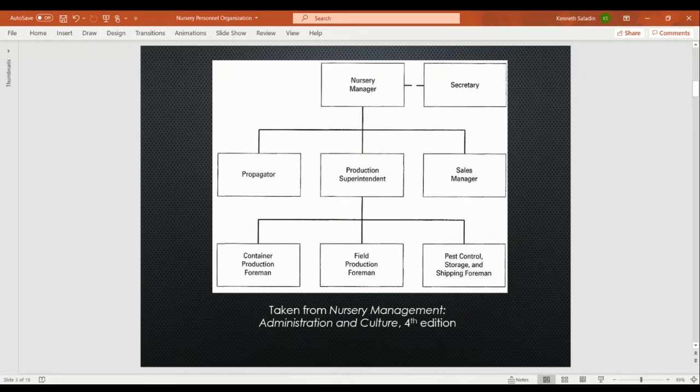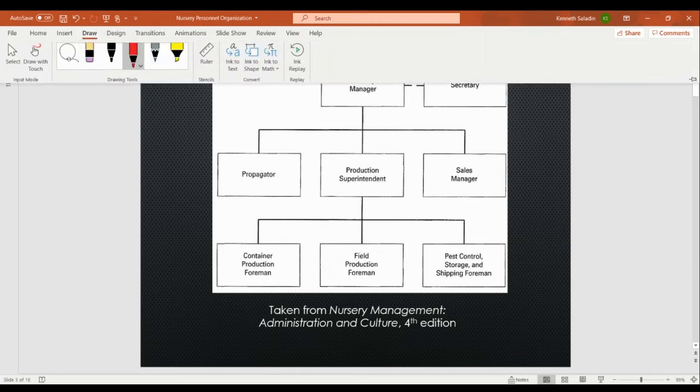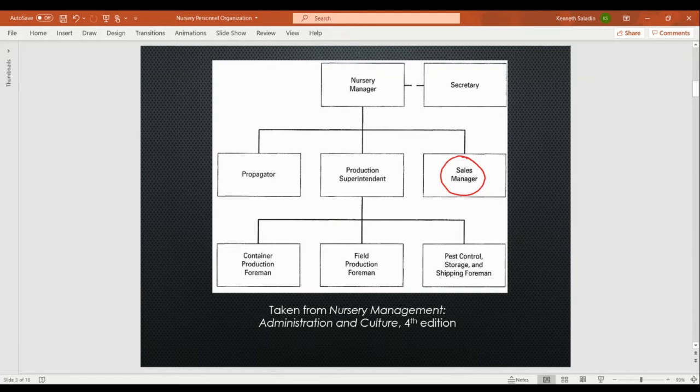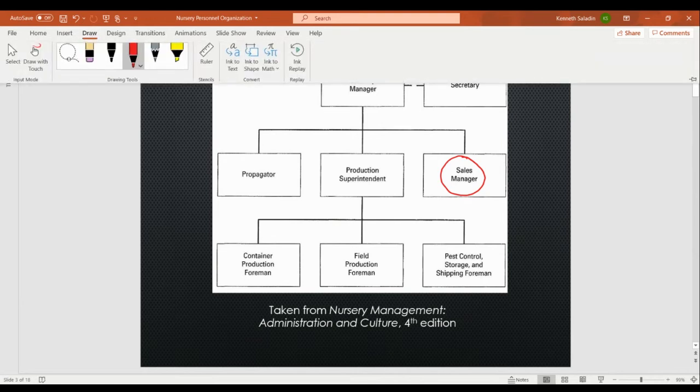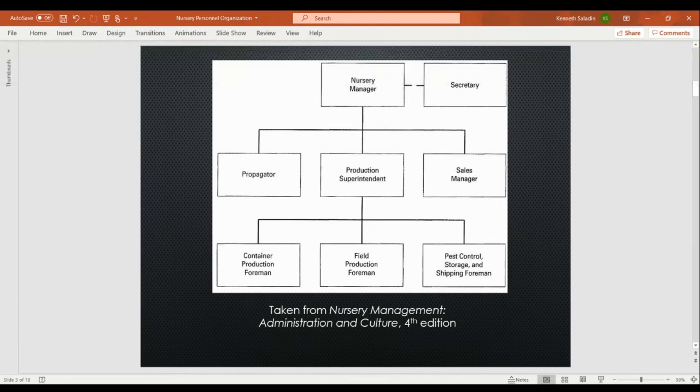And let's look at the sales manager, which is kind of in the middle to the right. So the sales manager, that particular position is pretty self-explanatory. That person is in charge of all the products that are produced by the production superintendent. So the sales manager is in charge of the sale of all nursery products. Okay, so this is an example of a small wholesale nursery. So let's go to the next slide and take a look at how a larger wholesale nursery might be organized.